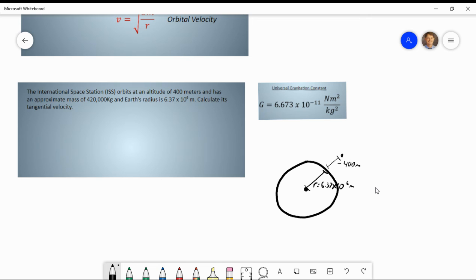That seems like not very high to me, but maybe. That doesn't seem high enough to me. Does that mean it's supposed to be kilometers? Let me just check real quick. The altitude of the International Space Station: 254 miles is 408.773 kilometers. This should say kilometers. And so what that's going to be is 400,000 meters. Sorry about that, folks.